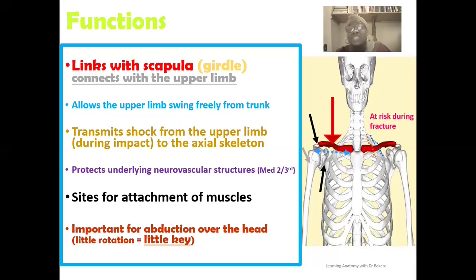This little rotatory action is very important in the abduction of the upper limb over the head region, where the clavicle is seen to exhibit a little rotatory action so that the hand can be abducted over the head region. So it is important that, in case we have it during examination, the clavicle can also be referred to as the little key. And this is attributed to the function that it exhibits during the abduction of the upper limb over the head region, where it is seen to exhibit a little rotatory action.